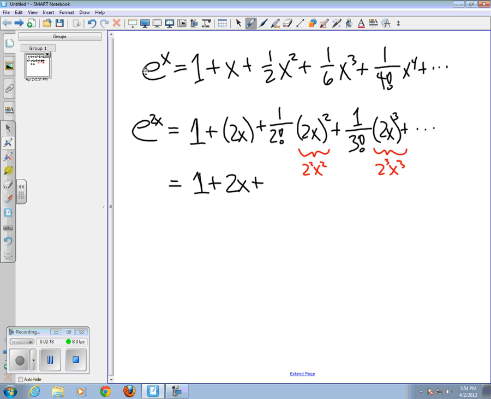So what we want to do is take those powers of 2 and combine them with the fraction that contains the factorial, and then get the x separated away from it. So our next term here would be 2 squared over 2 factorial x squared, and then plus 2 to the third over 3 factorial x to the third. And then you can see the pattern by this point. You can see that the next term would be 2 to the fourth over 4 factorial x to the fourth, and so on. And so that would be our series for e to the 2x.